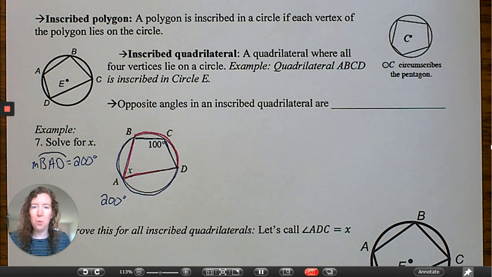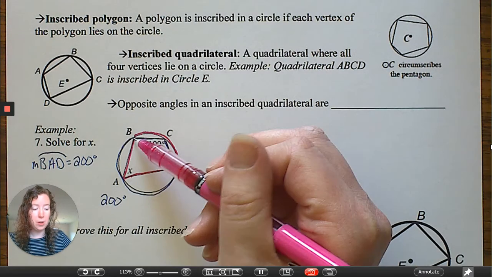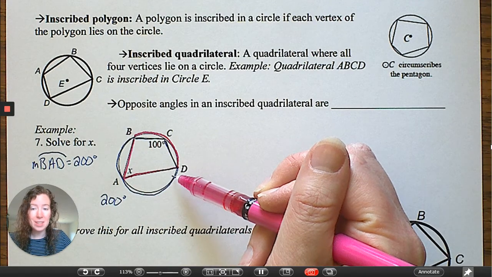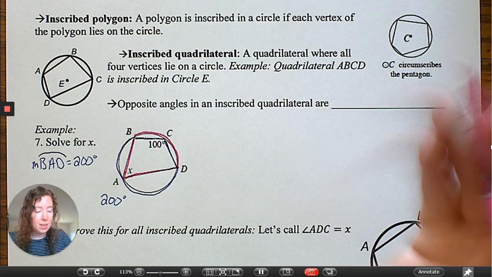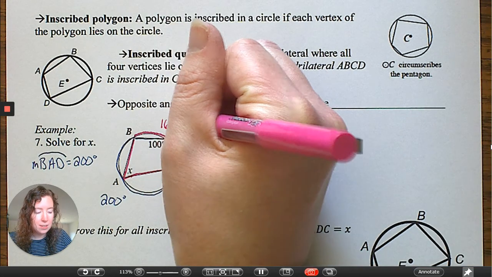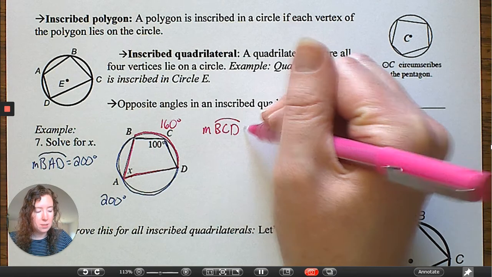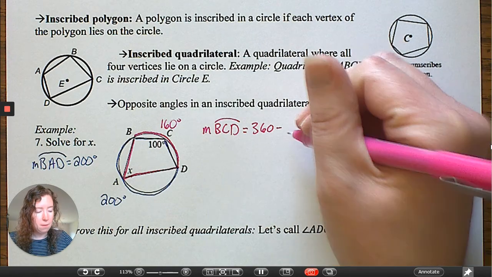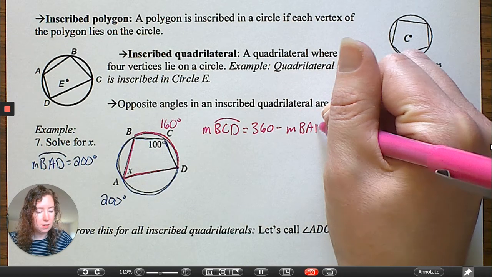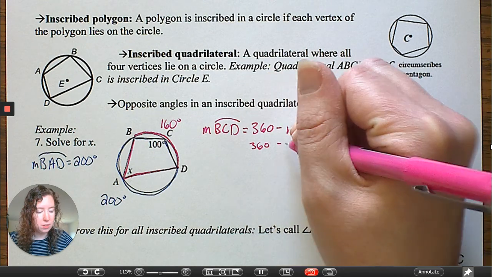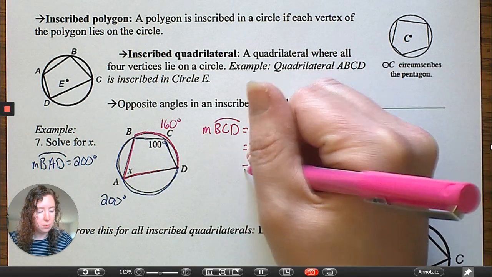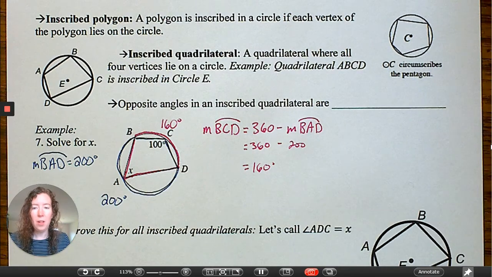So we were asking, what was the relationship between the blue arc and the pink arc? Together, they make up the whole circle. And we know that there are 360 degrees in the whole circle. So if arc BAD is 200 degrees, that must mean that arc BCD is 160 degrees, because if you take 360 minus the measure of arc BAD, which was 200, you get 160.